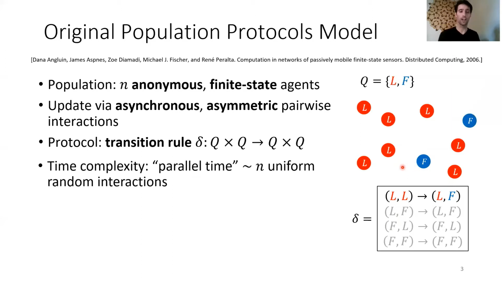Now, in order to talk about time complexity of this model, we consider a uniform random scheduler that picks a random interaction at each step. Every n steps we consider to be a unit of parallel time. So parallel time is proportional to the average number of interactions that agents themselves have. For this protocol, it will converge to having a single L, and it'll take a linear amount of time. So this is solving the problem of leader election.